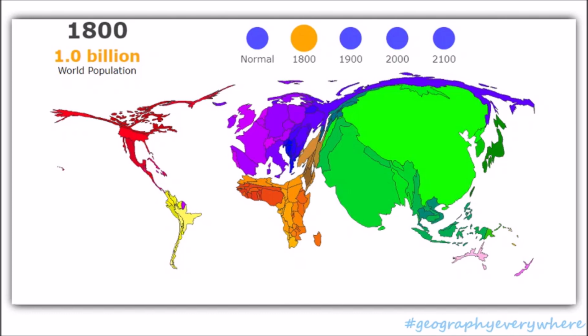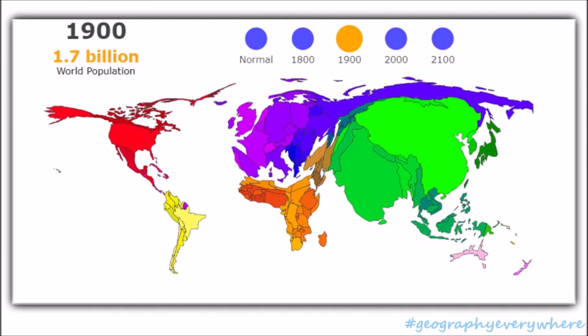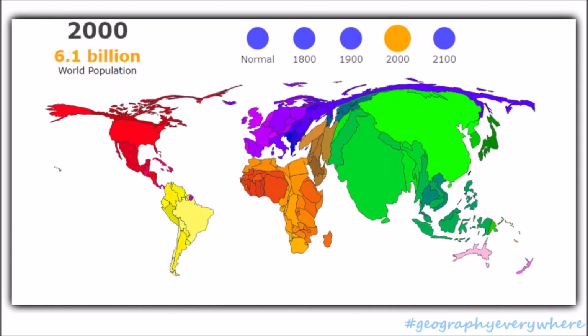So this shows the year 1800. In the year 1800, you can see that the largest population was in Asia. North and South America had relatively few people, and Europe also had quite a bit of people. If we move on to the 1900s, Europe starts getting a little bit bigger. So does North America, and so does Africa. Moving on to the year 2000, Asia and Africa continue to get bigger.